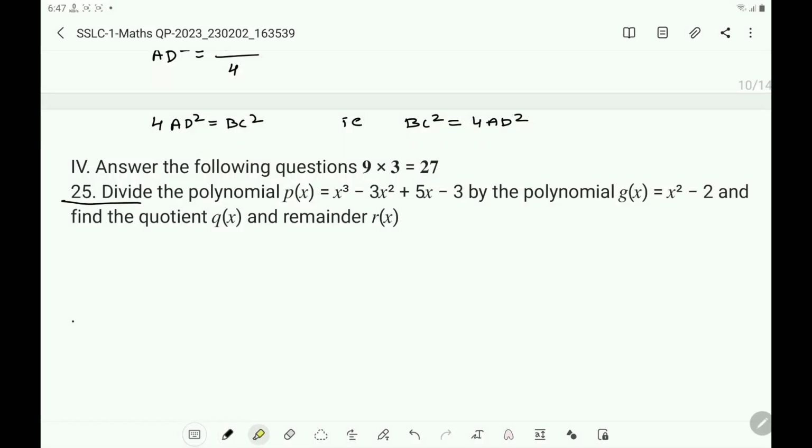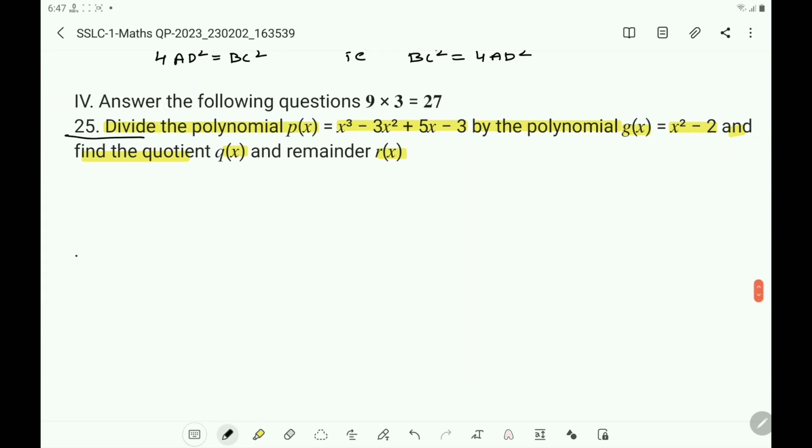Now the question number 25. Divide the polynomial p of x equals x cube minus 3x square plus 5x minus 3 by the polynomial g of x equals x square minus 2 and find the quotient and remainder. Find the quotient and remainder. Now you divide it.